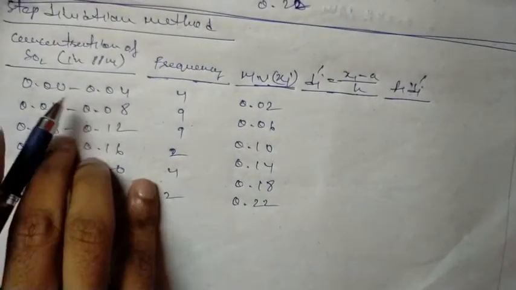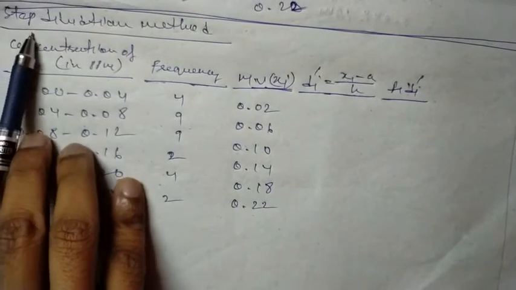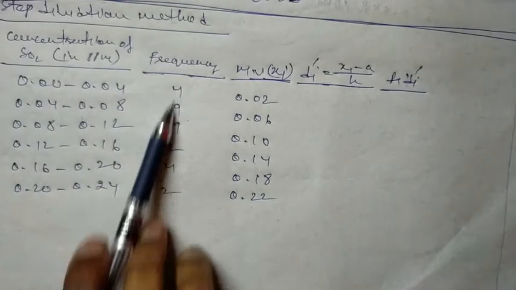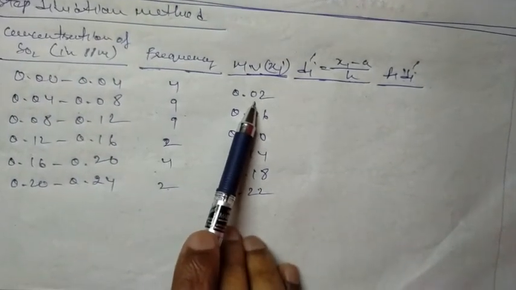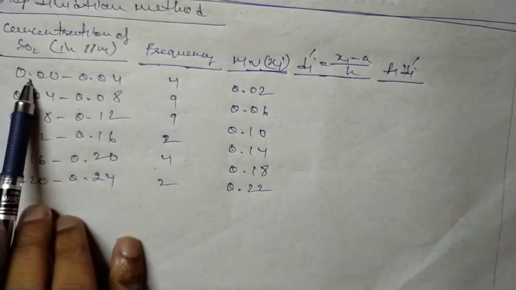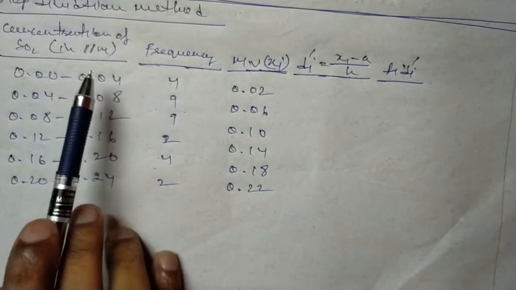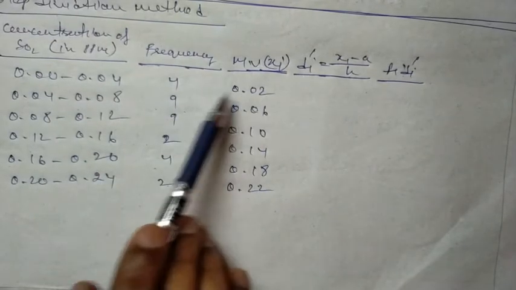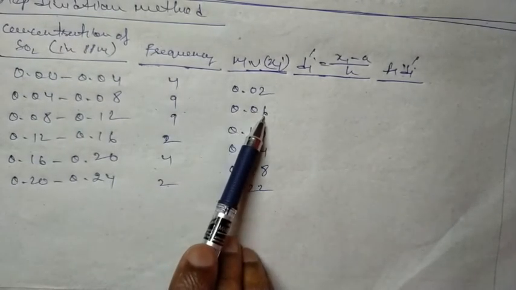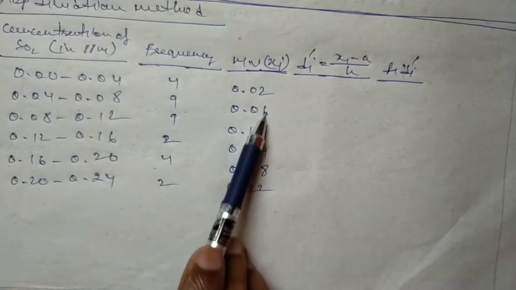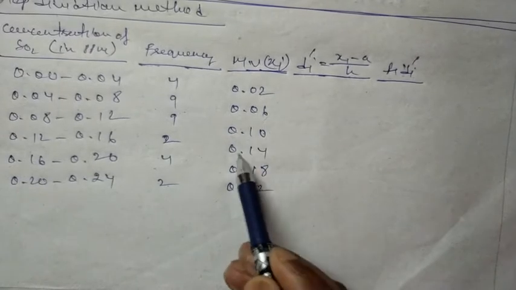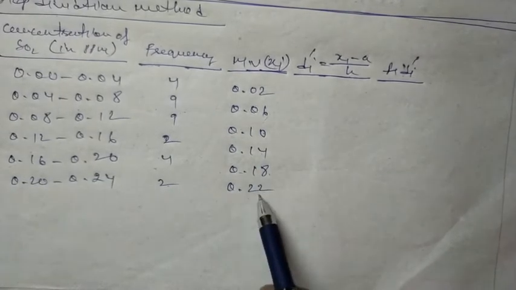We are going to do the same question from the step deviation method. This is the same question. We have already found the mid values: lower limit plus upper limit divided by 2, we get 0.02, and then 0.06. So what is the gap? 0.04 is the gap. So we will keep adding 0.04 to this value. We get 0.10, 0.14, 0.18 and 0.22.